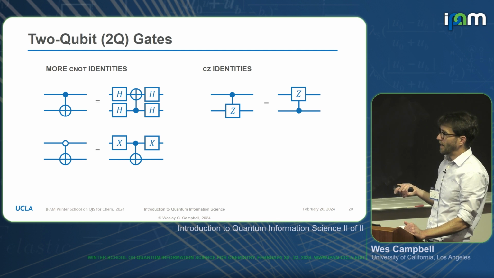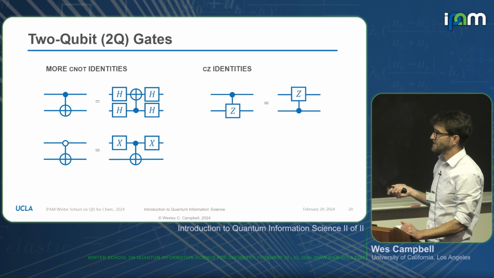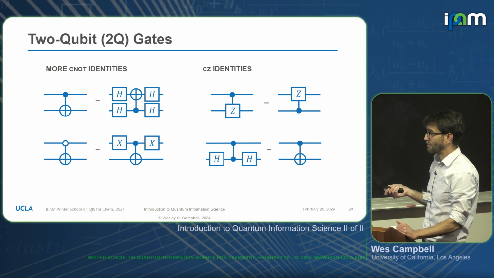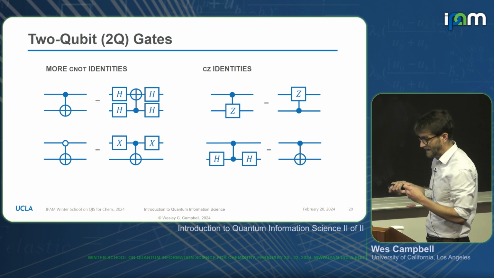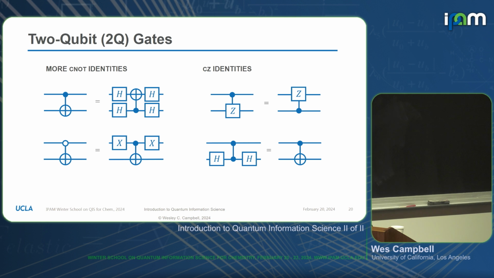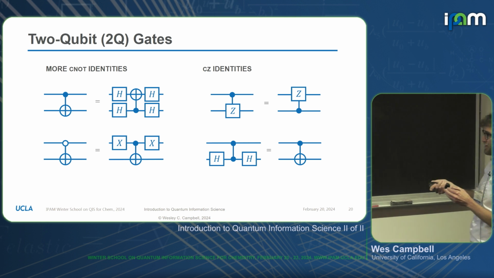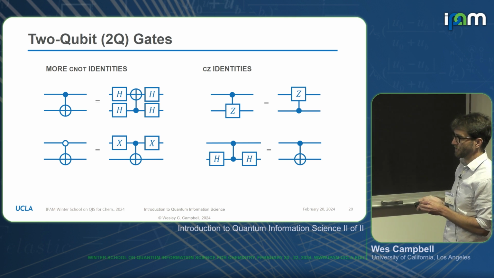Okay. Controlled Z is symmetric both ways, so that one's pretty trivial. The relationship between the controlled Z gate and the controlled NOT gate is that if we put some Hadamards on here, we get a controlled NOT gate.